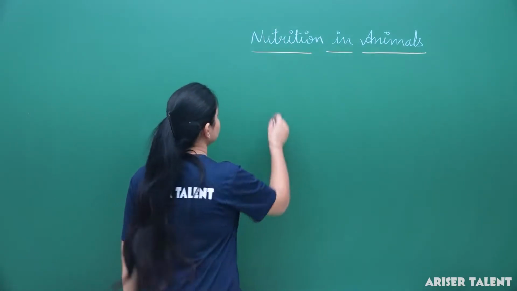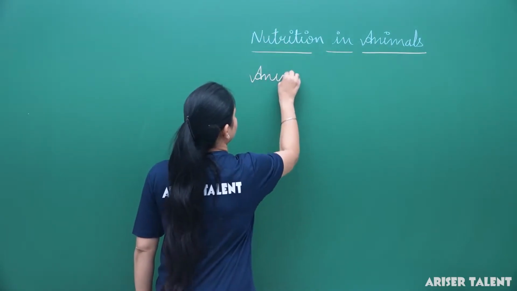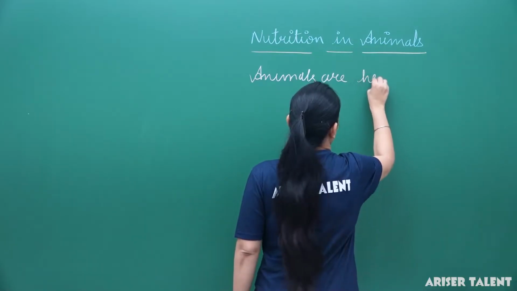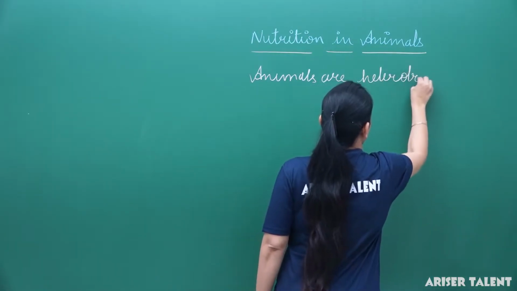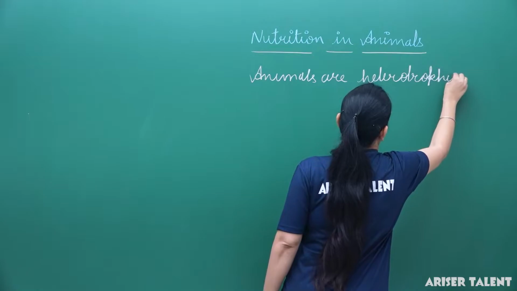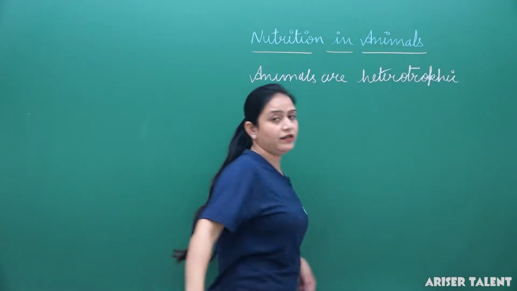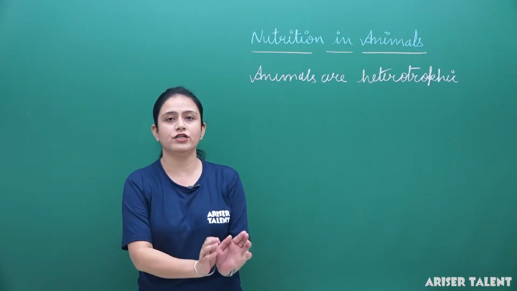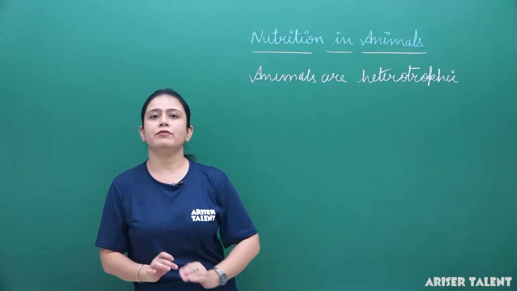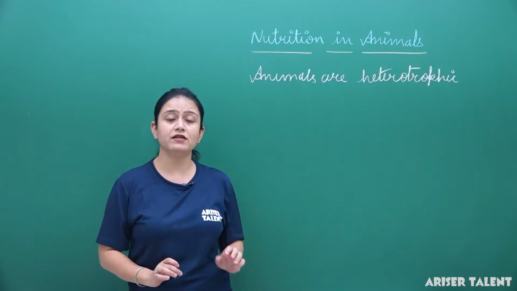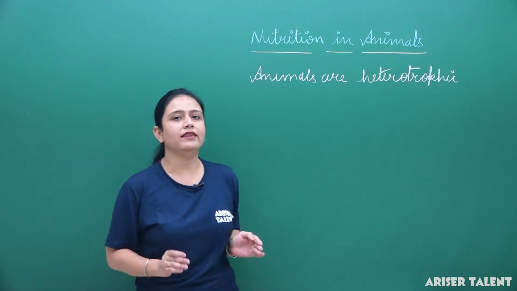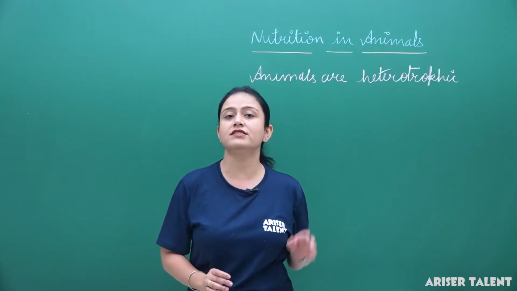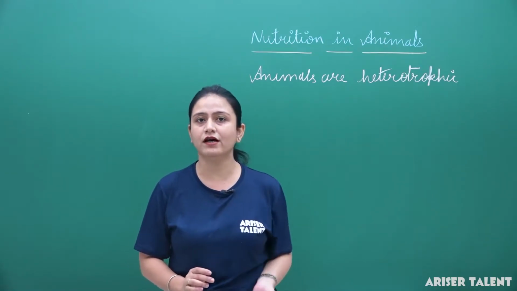Animals are heterotrophic in nature. Okay, fine, means they take different types of nutrition, means they get nutrition from the external environment, from animals or plants. Why is it so? Because they lack chlorophyll and so they cannot synthesize their food. This is the reason they are dependent on the plants for their food.